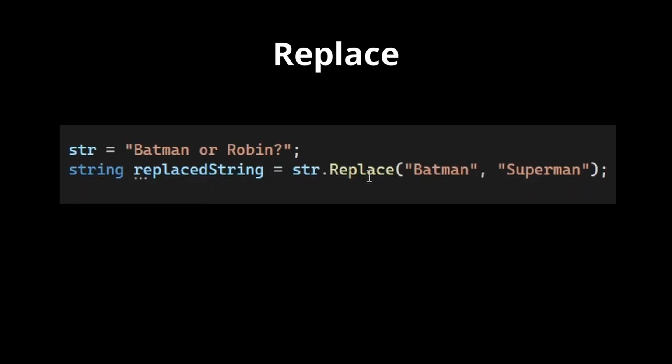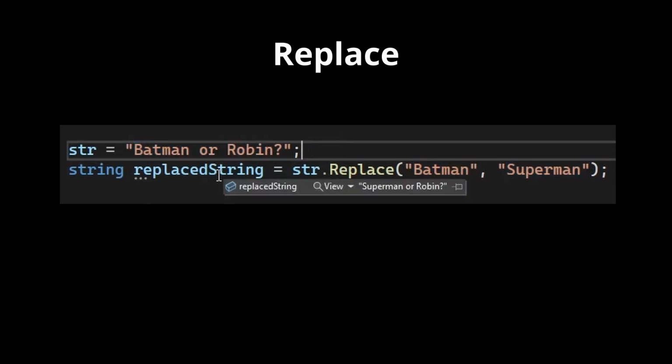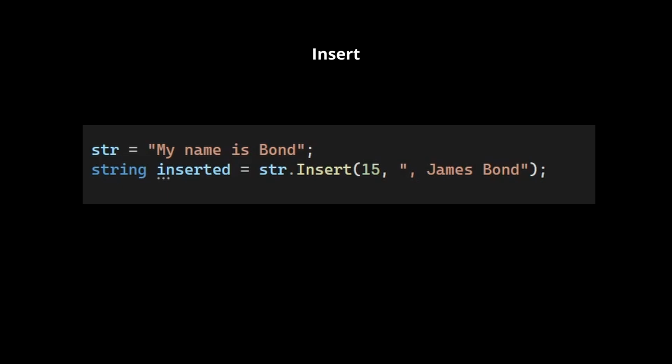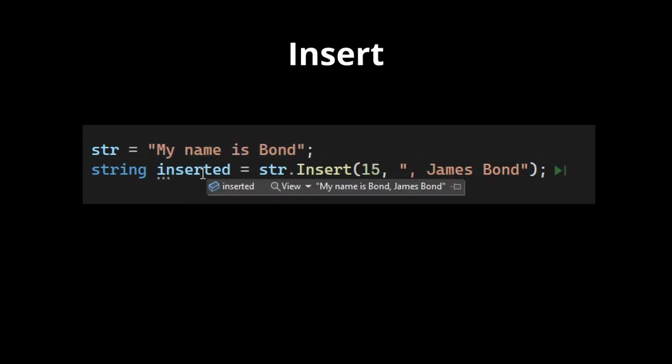Here we have a Replace function. I want to replace Batman with Superman in this string. And if you check the result, it says Superman or Robin instead of Batman and Robin. Here we have a Trim function, which will remove empty spaces in the beginning and end of the string. Here we have the Insert function. We want to insert a comma, a space, and James Bond to the end of this string. So the end result will be, my name is Bond, James Bond.